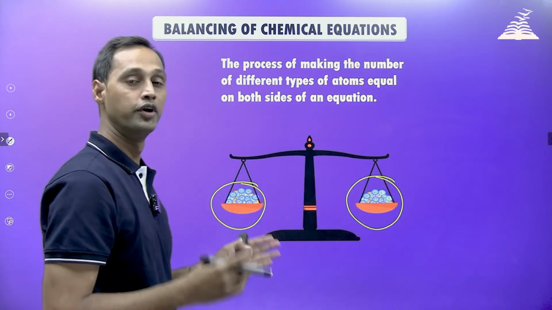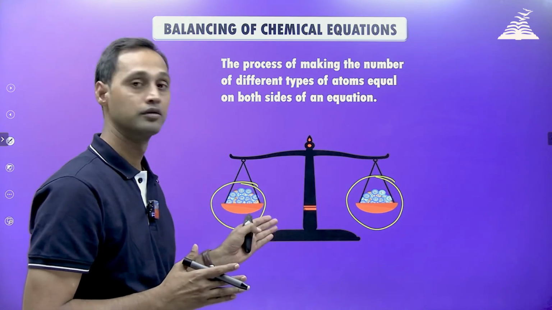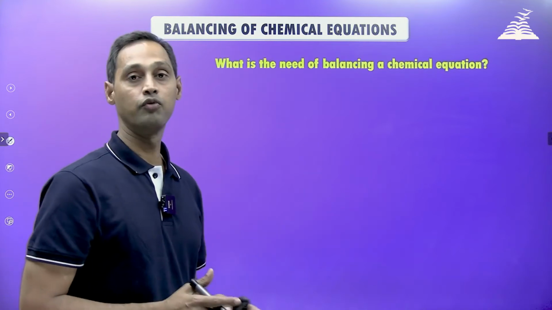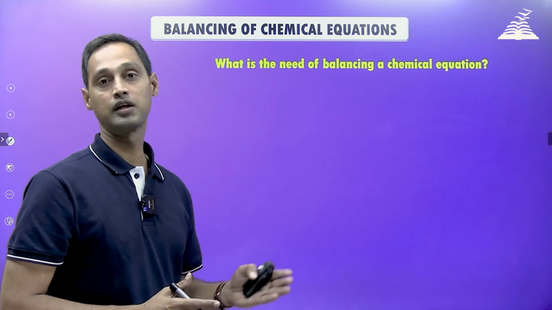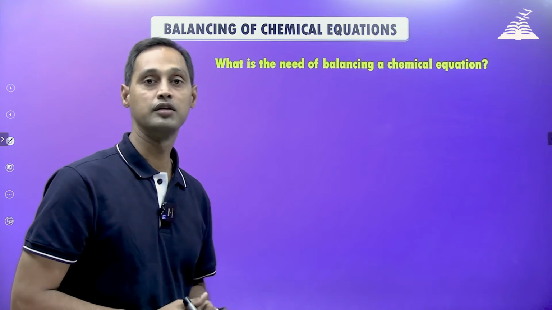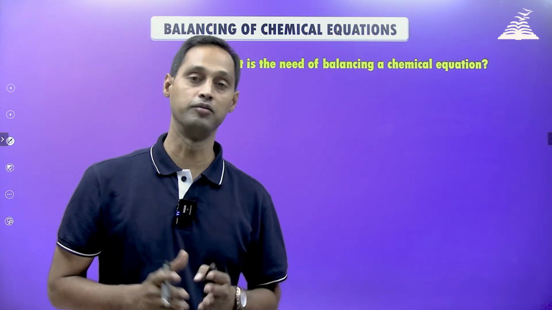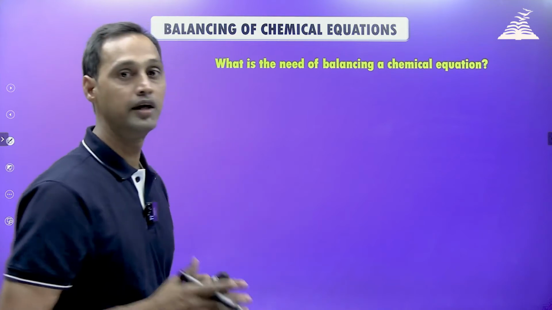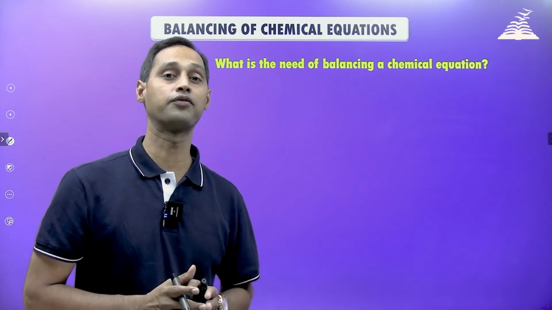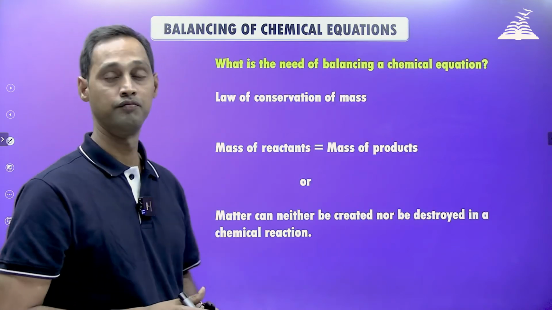Okay, so we need to make sure the number of atoms of different elements are equal on both sides of the equation. Before we practice balancing chemical equations, we will understand why to balance a given chemical equation. What is the need of balancing a given chemical equation? It is because of the law of conservation of mass. To satisfy the law of conservation of mass, we are balancing any chemical equation.